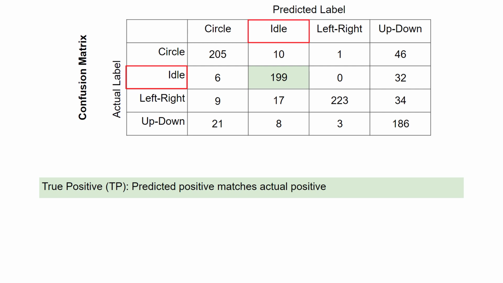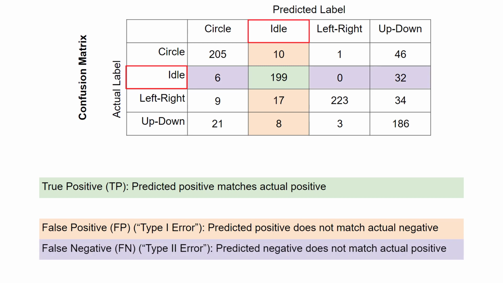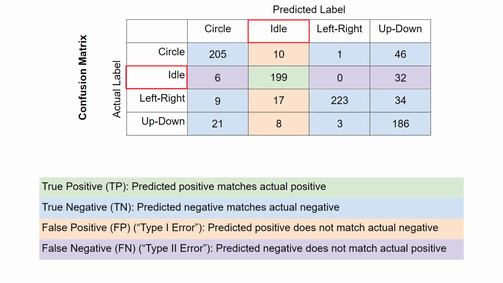To get the false positives, we add up all the times the predicted idle label did not match the non-idle actual label. Similarly, for the false negatives, we sum up the times the model predicted idle for the class but missed the mark. Everything else falls into the true negative category from the perspective of the idle class.